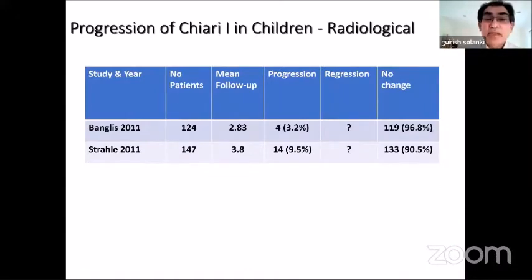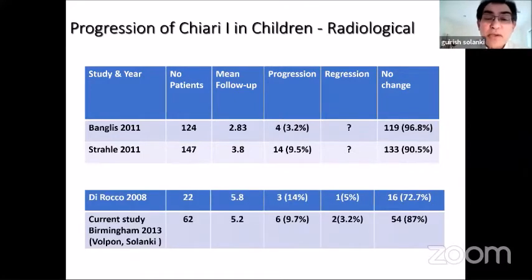And then when we look at the radiological progression, so this is again in natural history. So what does radiology tell us? Well, there are 2 studies that were carried out in 2011 of a significant number of patients, 124 and 147. The mean follow-up was short, 2.8 to 3.8 years, so less than 5 years. And both of them declared progression of somewhere between 3 to under 10%. There were no cases of regression, and the patients who had no change were quite a lot, between 90 to 97%.